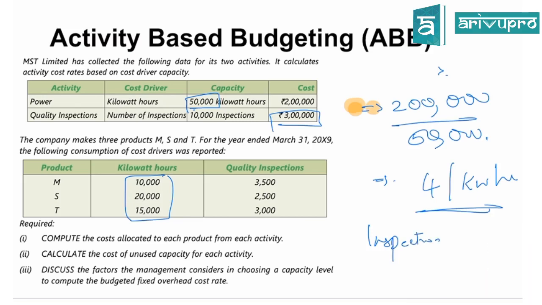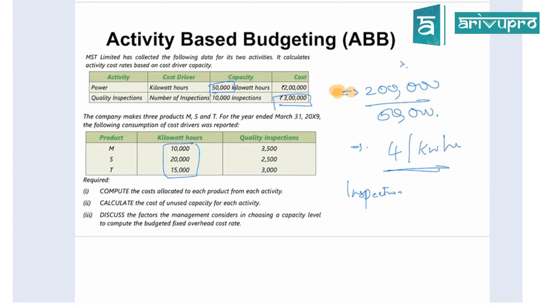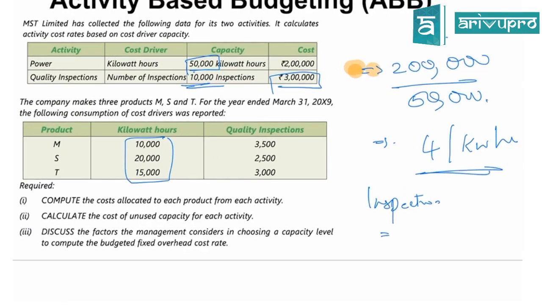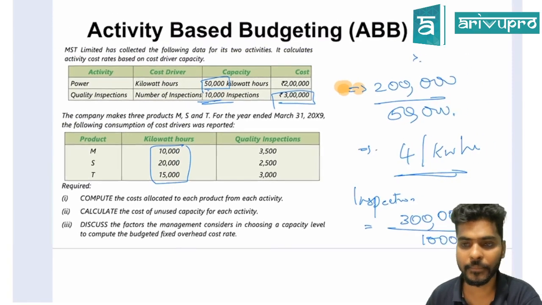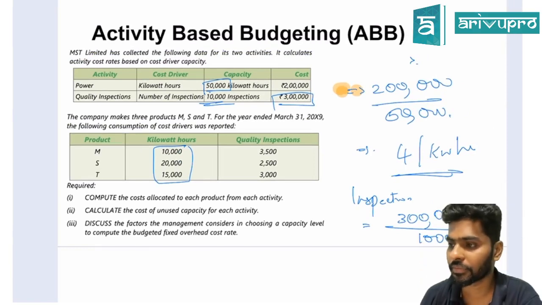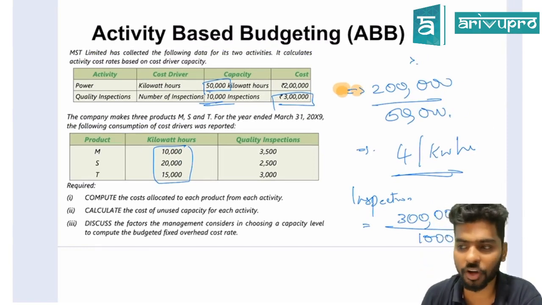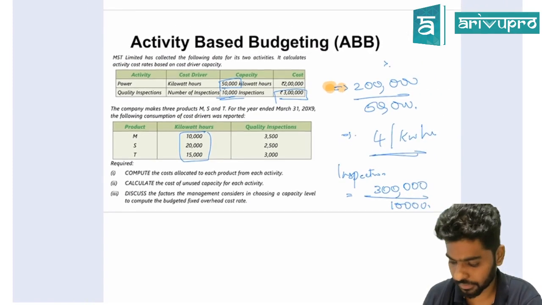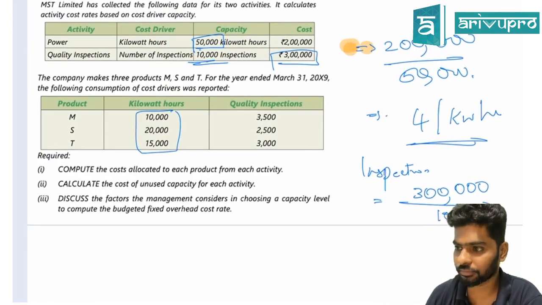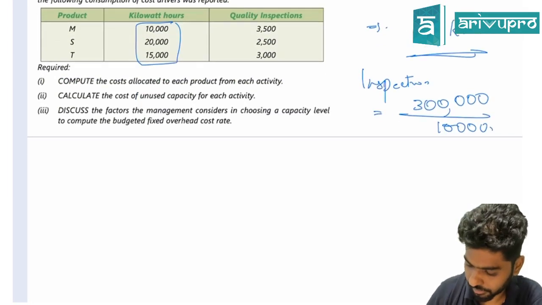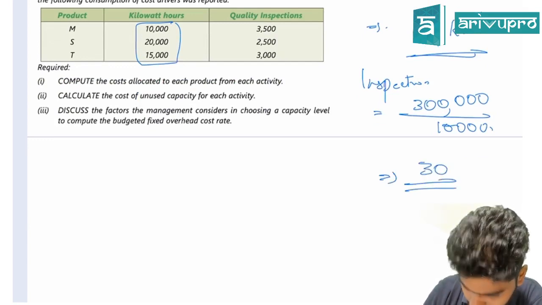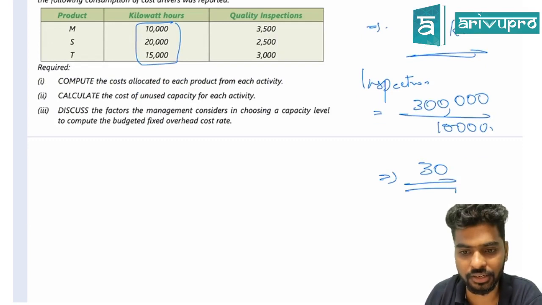Same thing for my inspection cost. Okay guys, for the inspection, what are we going to be doing? We'll be taking 300,000 and dividing by the number of inspections, which is 10,000. And what is going to be my cost per inspection? Guys, what's going to be my cost per inspection? My cost per inspection is going to be 30. Are you clear?